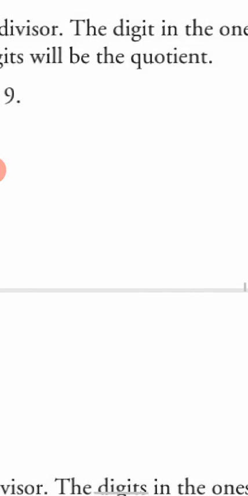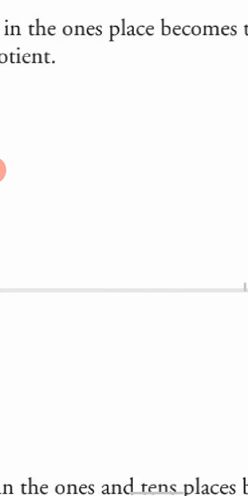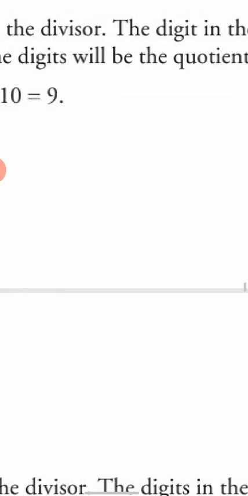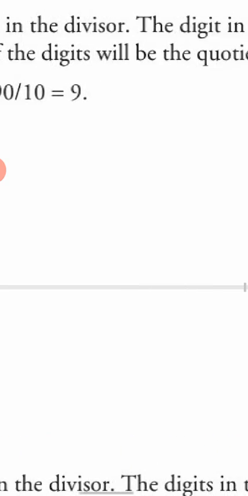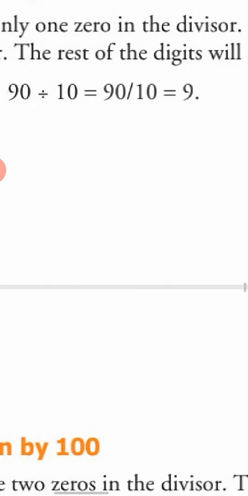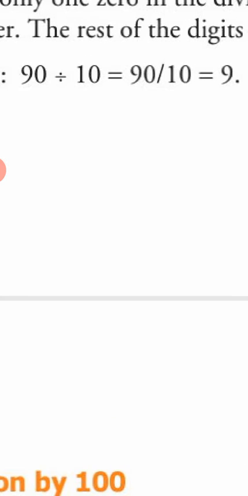The digit in the ones place becomes the remainder. The rest of the digits will be the quotient. So let us understand this by this example. Here we are to divide 90 with 10. Now you see that 10 is your divisor, means the number by which you are dividing, and it is having 1 0.